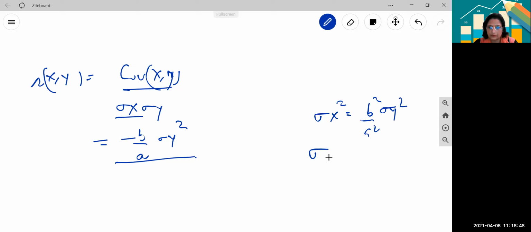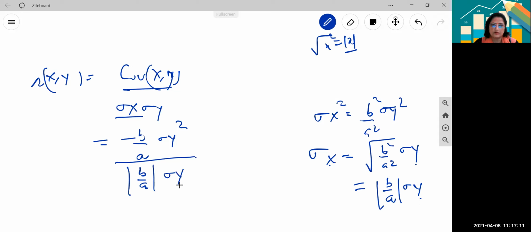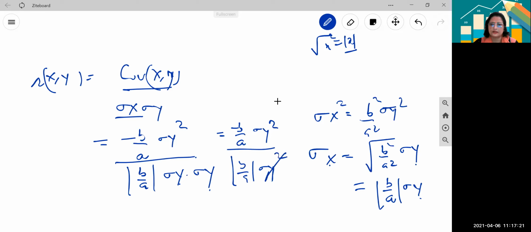So what is the value of sigma x? This is under root of b square upon a square into sigma y square, and square under root of x square always comes out to be mod of x. So that's why this will be mod of b by a into sigma y. So here you will put the value b by a into sigma y, and here is again sigma y. So you are left with b by a into sigma y square upon mod of b by a into sigma y square.